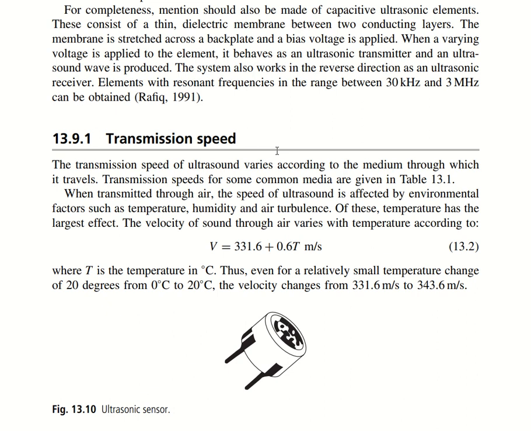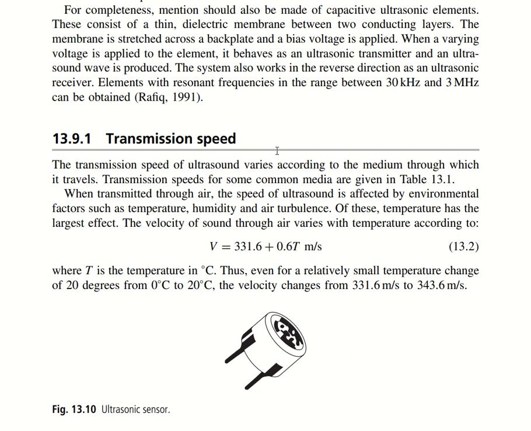For completeness, we should also mention the capacitive ultrasonic element, which consists of a thin dielectric membrane between two conducting layers, and that membrane is stretched across the backplate, and a bias voltage is applied. When a varying voltage is applied to the element, it behaves as an ultrasonic transmitter, and an ultrasound wave is produced. The system also works in the reverse direction as an ultrasonic receiver, and elements with resonant frequencies in the range between 30 kilohertz and 3 megahertz can be obtained.